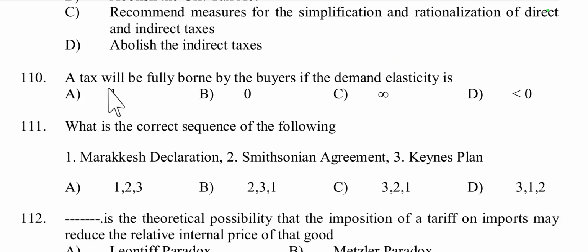Then question number 110: a tax will be fully borne by the buyers if the demand elasticity is 1, 0, infinite, or less than 0. Demand elasticity is 0. Option B, because when demand is perfectly inelastic, or 0, consumers will bear the entire burden of the tax, since quantity demanded doesn't change with price. This happens with necessary goods like medicine or salt, etc.